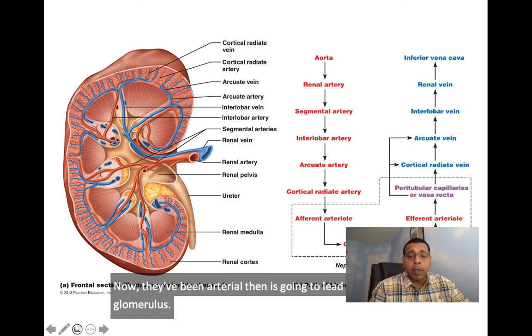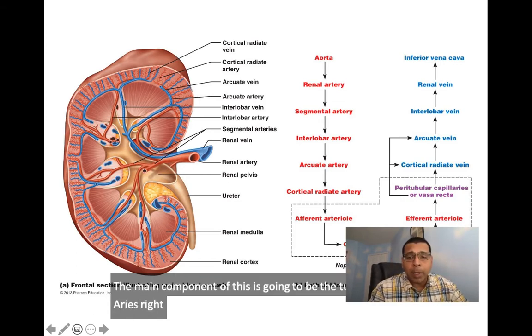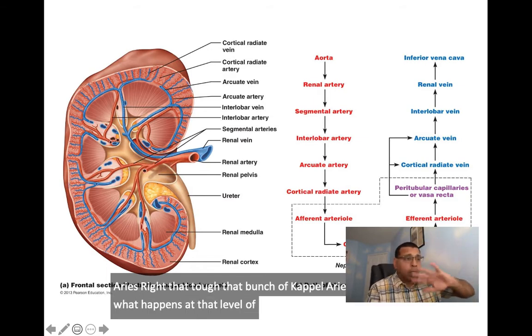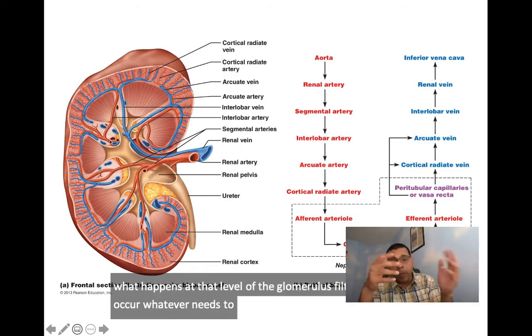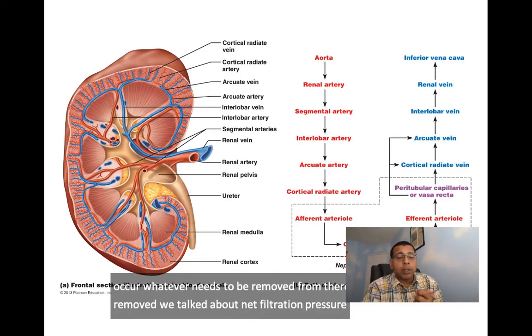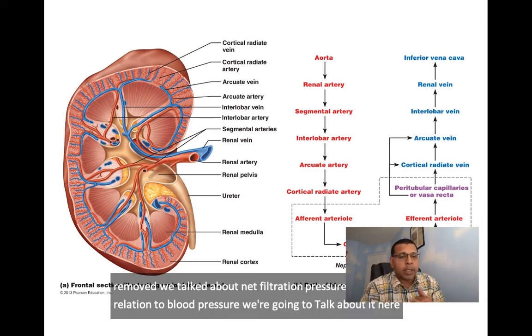The main component, the glomerulus, is going to be the tuft of capillaries, right? That tuft, that bunch of capillaries. So then here what happens at that level of the glomerulus is filtration will occur. Whatever needs to be removed from there is going to be removed. We talked about net filtration pressure before in relation to blood pressure. Well, we're going to talk about it here again towards the ending basically here.